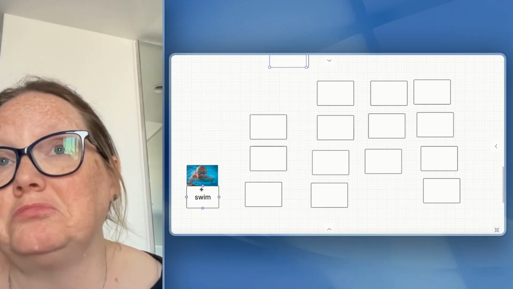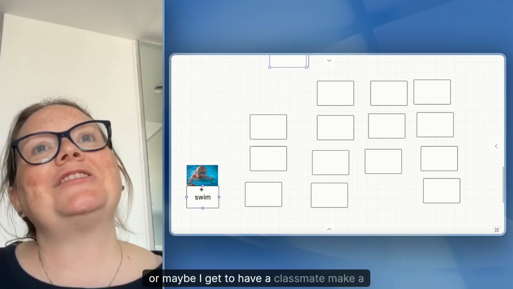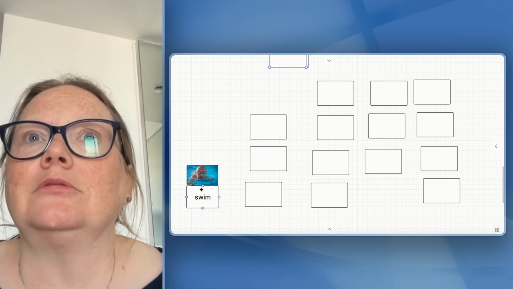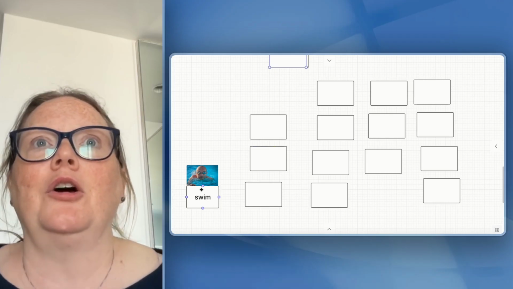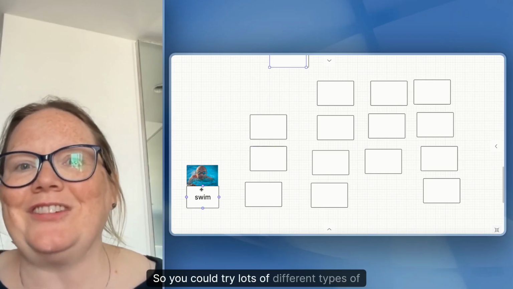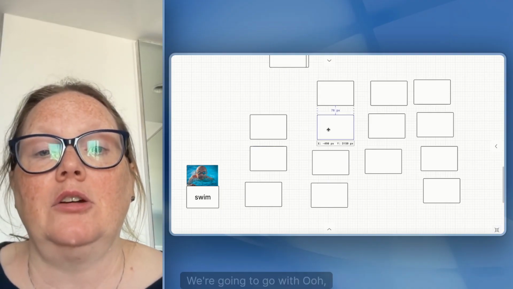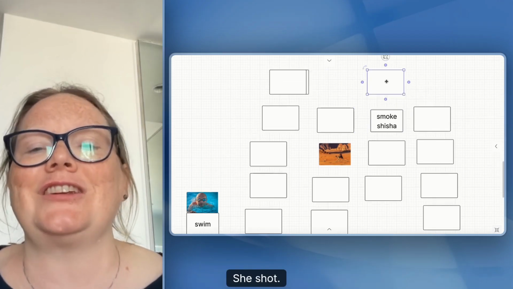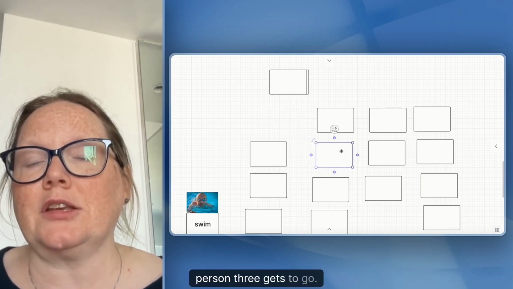Because I made a match, maybe I have to make a sentence, or maybe I get to have a classmate make a sentence. It's I found the match. But it might be I swim every day, or people swim in the Red Sea, or people don't swim in the Dead Sea. Right? So you could try lots of different types of sentences, but I made a match, so I get to go again. We're going to go with ride a camel, and I think I remember this one. Oh no, smoke shisha. Okay, not a match. Now person 3 gets to go.